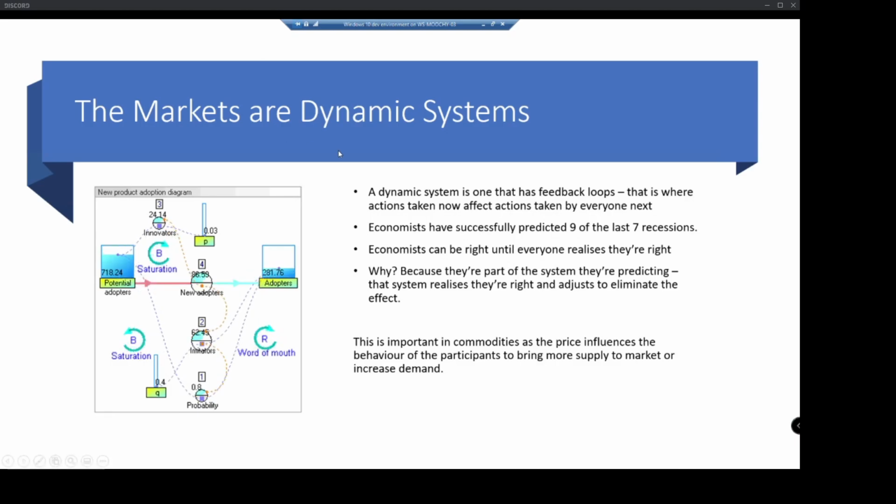That's a dynamic system. And there's a nice diagram here, this is a systems dynamics diagram, which shows you how you can actually model dynamic systems. And you can see this is a very simple diagram, but it's a product adoption diagram. It shows how potential adopters become adopters, and then how they feed back into each other via feedback loops. And so you can understand this intuitively.